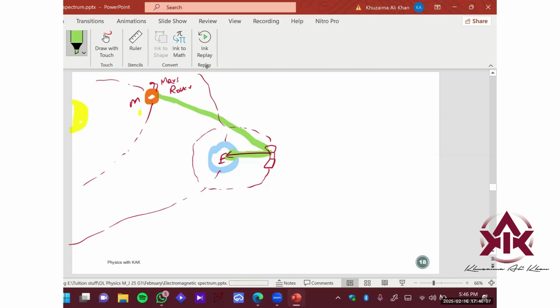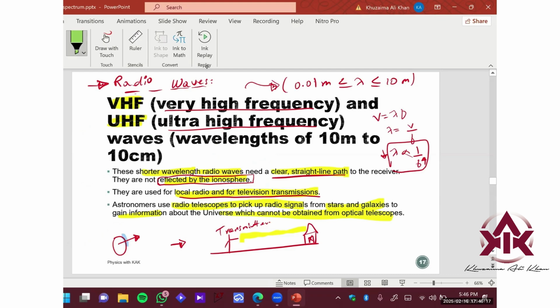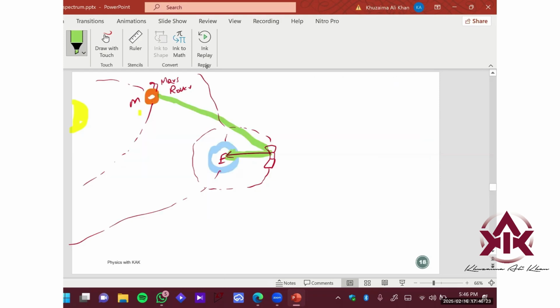So that is again a type of radio wave which is used in communication, which involves television, astronomy, and local radios, right? FM, let's say we have FM 91, we have FM 106.2, 107, and so on and so forth.